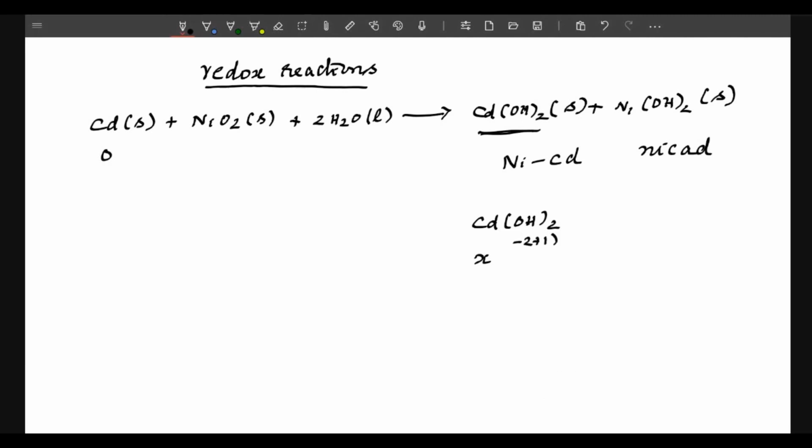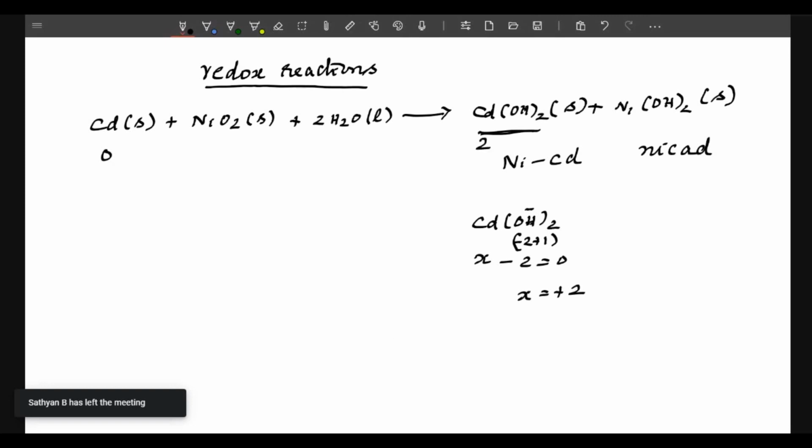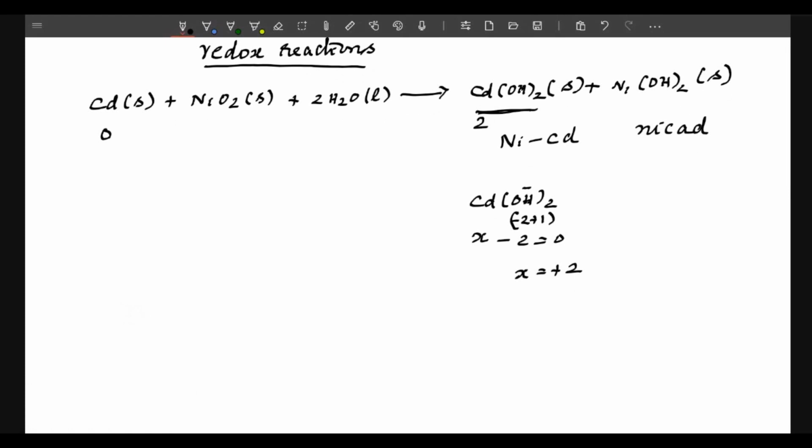Hydrogen is +1, therefore the total charge over OH is -1, and with 2 of them, the net charge is 0, therefore cadmium is +2. Cadmium is 0 on the reactant side and +2 on the product side. Therefore, which species is undergoing oxidation? Cadmium is undergoing oxidation.